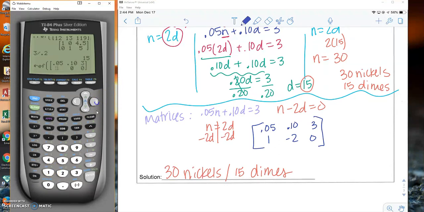So if I'm plugging these into my matrix, I get the same answer of 30 and 15. And then I have to remember I put in nickels first and dimes second.